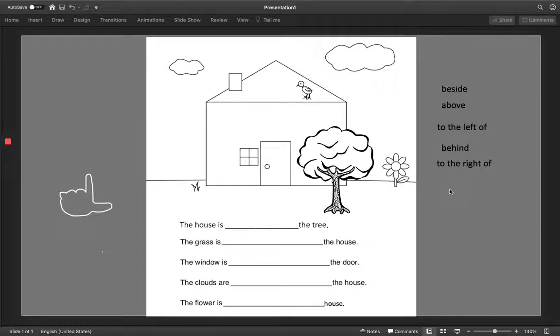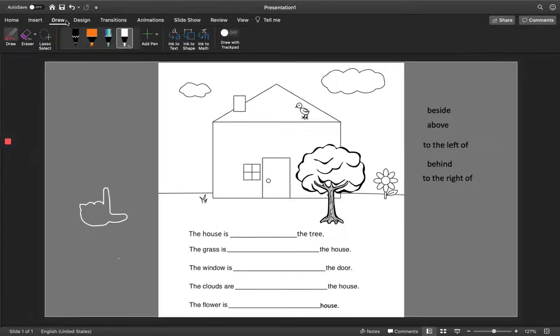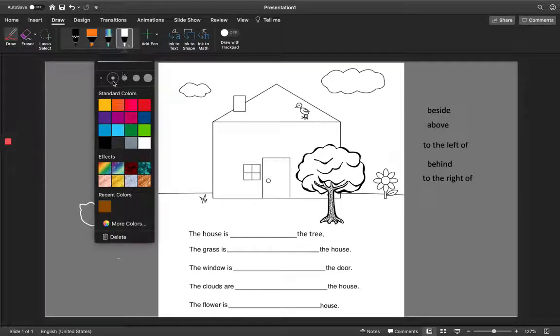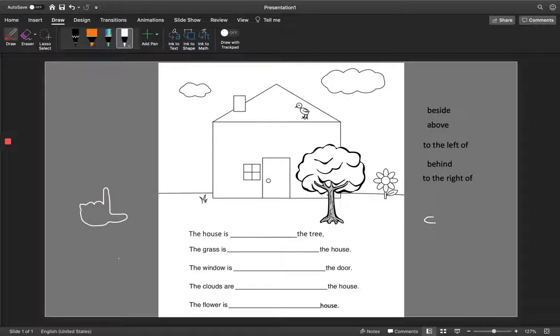And your right hand should look like this, with your thumb out and your index finger out. All right.